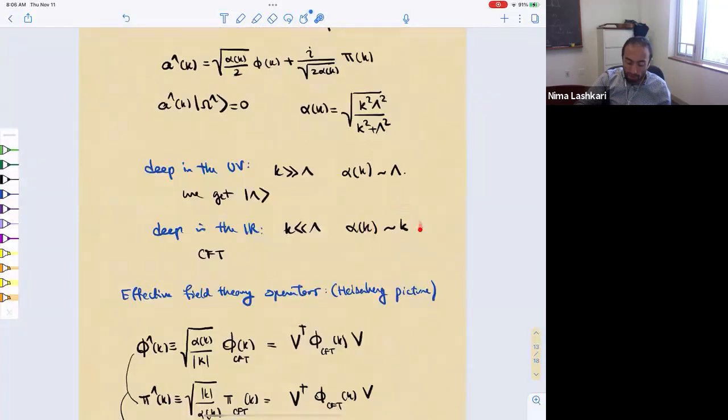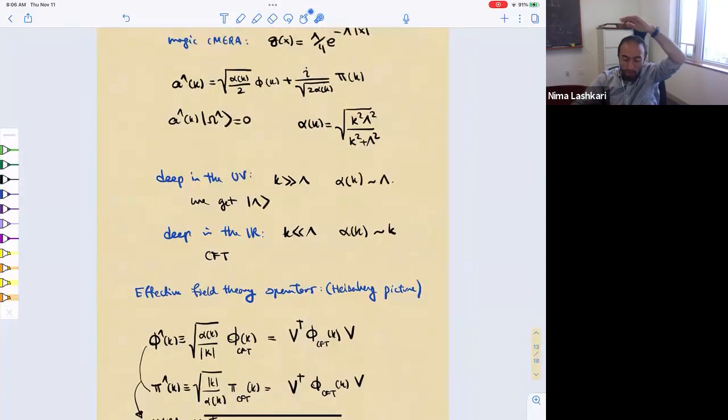And deep in the infrared, you recover the modes, the CFT modes, right? As there should be, a case sitting here for the creation and annihilation operators in the CFT. So what cMERA has done is that it has taken the CFT and deformed it, at some scale lambda, with an irrelevant operator that breaks the Poincare invariance, and in the UV flows to a fixed point that is just gapped.